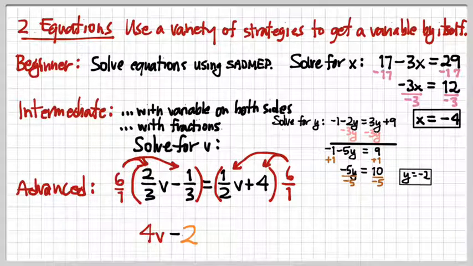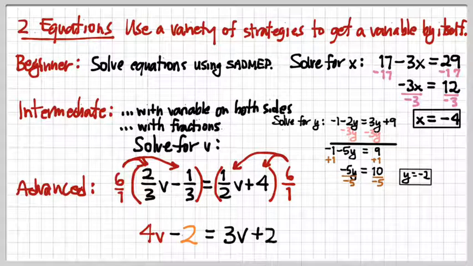So that dispatches with the fractions on the left side of this equation. All we have left to do is do the same thing on the right. 6 over 1 times 1 over 2. What do I get there? Same as 1/2 times 6. 3. And then 4 times 6 over 1. That's just 4 times 6. Those are whole numbers to begin with. So after that one step of clearing denominators, now we have no fractions left at all.